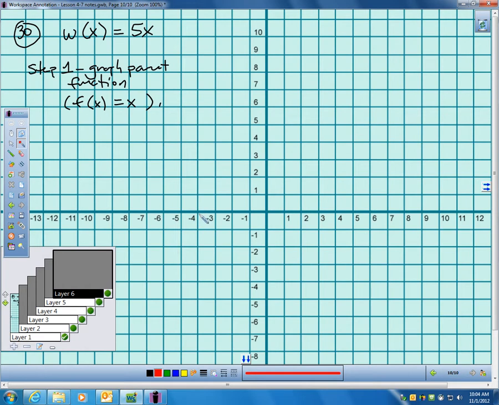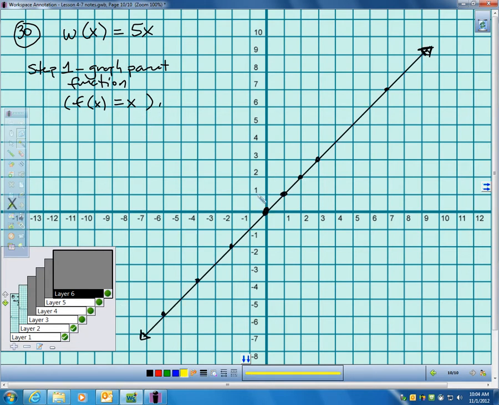And let's do one more. In number 30, I want to take the function w of x equals 5x and compare it to the parent function. So first of all, let's graph the parent function again. And we've done that many times now. Y-intercept 0, and slope, of course, is 1. And so you can see that I applied a y-intercept 0 and a slope of 1, up 1 over 1.